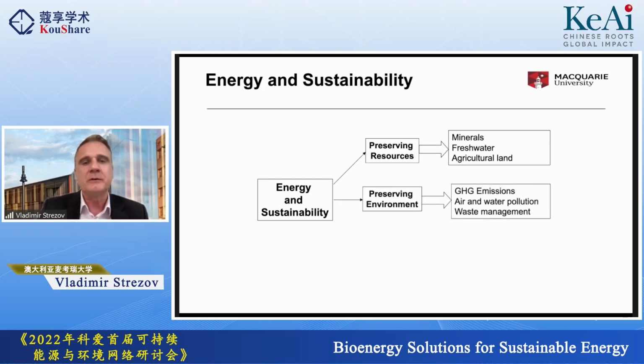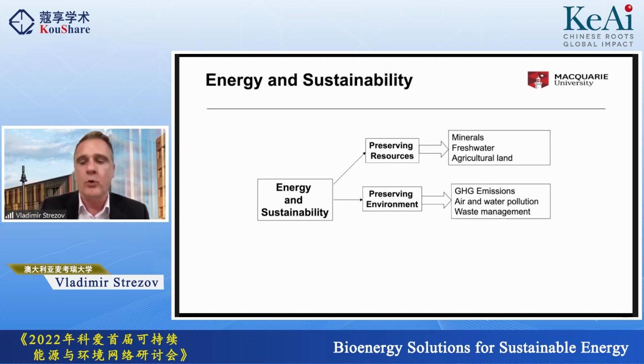So the next is preserving the environment. So we want to produce electricity. We want to have reliable energy sources, but in a way that we protect the environment. And by the environment, greenhouse gas emissions are probably the primary focus at the moment, but there are other pollutants as well. So we don't want to reduce the greenhouse gas emissions, but then increase pollution of other types of pollutants.